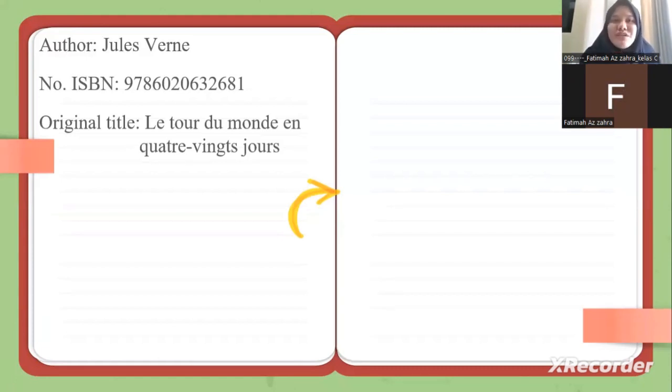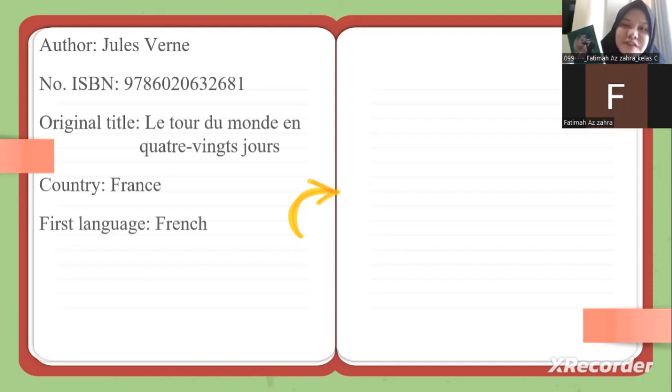Actually, it's really hard for me to say the title because I have to practice how to pronounce it in French, but it's a little bit hard. So I just want to read the real words. The original title of this book in French is Le Tour du Monde en Quatre-Vingts Jours. Next, the country is France.